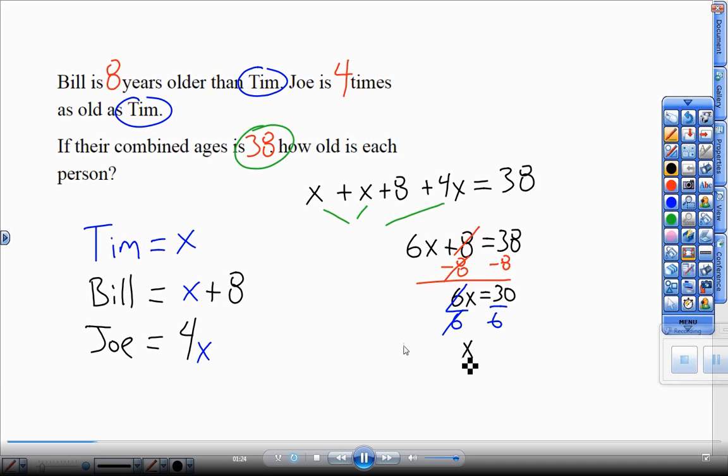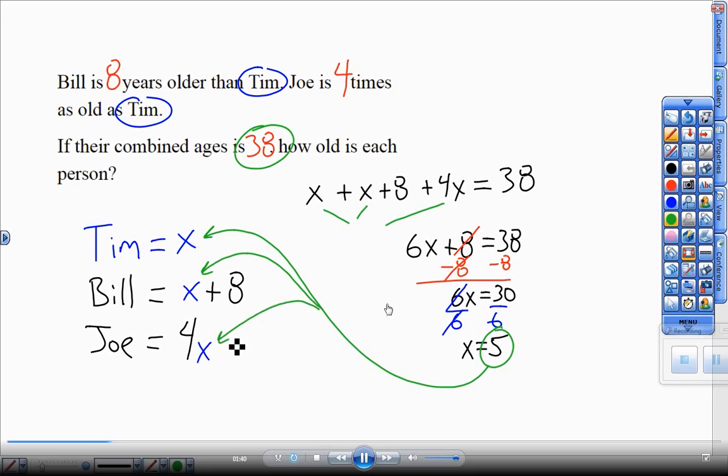But realize that x is the age for Tim. I need to take that 5 and put it in all these spots for x to show me the math. So take that 5, which represents Tim's age, put it in here, put it right here, add it to 8, and times it by 4. So Tim's age, the first word is green. Green is the first word. So I take Tim, and I just put that 5 right there because Tim is just 5 years old.